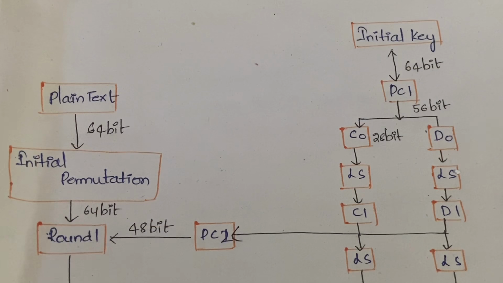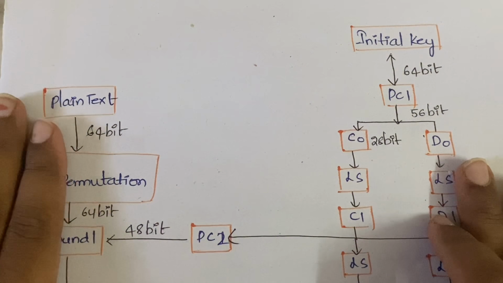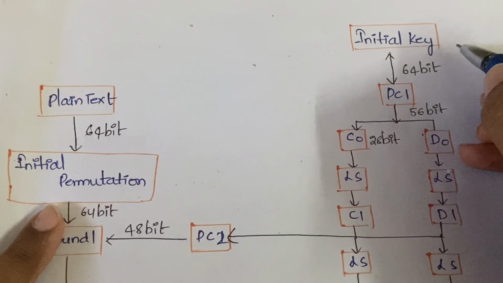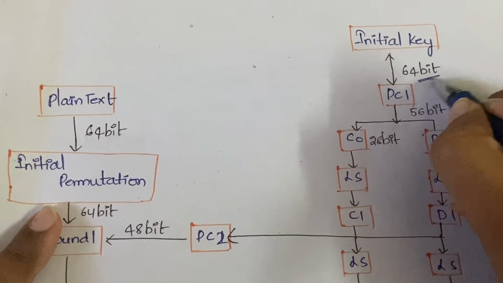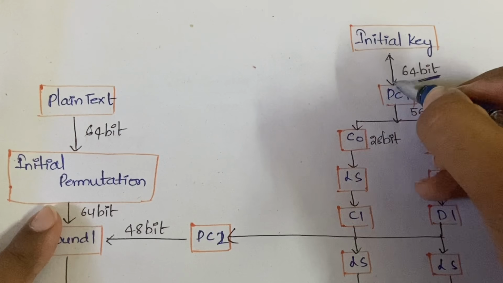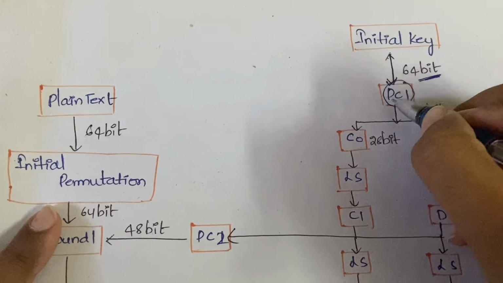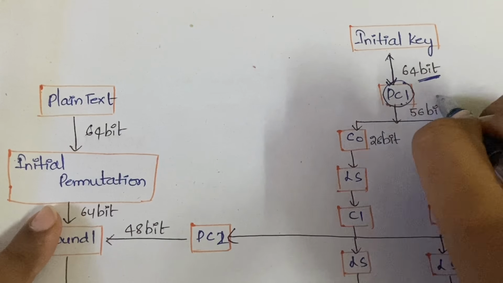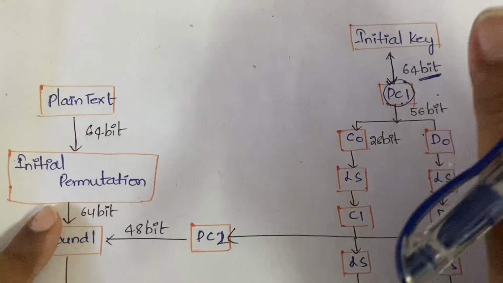Let me zoom in. This is how the DES algorithm goes on. I'll explain everything, don't worry. First, let us see this side and then we will move to this side. First we have the initial key, which is 64 bits, and the 64 bits will be sent as input into PC1. PC1 is nothing but Permuted Choice 1. I'll tell you what happens inside this PC1.